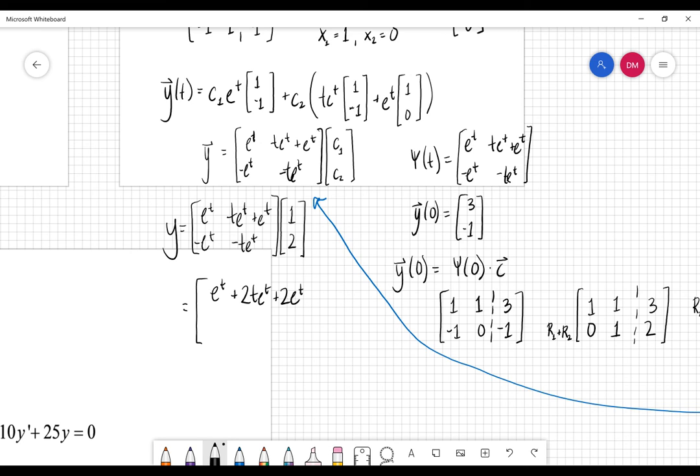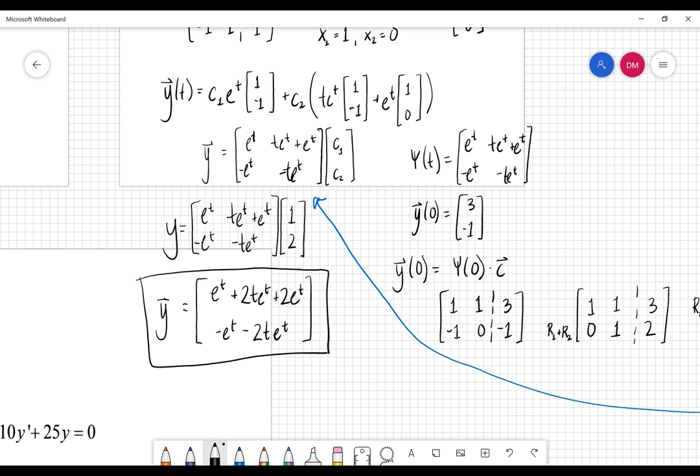And then here it looks like negative e to the t minus 2t e to the t. And again, you could combine your like terms here with those e to the t's and make it 3e to the t. Totally fine either way. But that would be our particular solution for y.